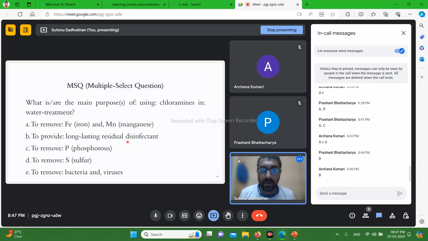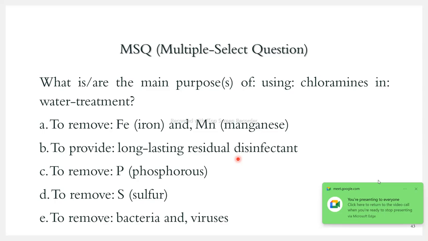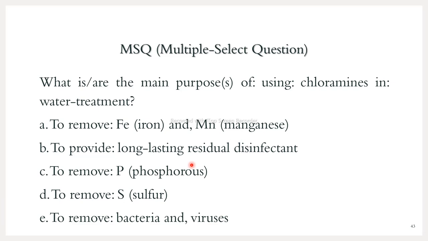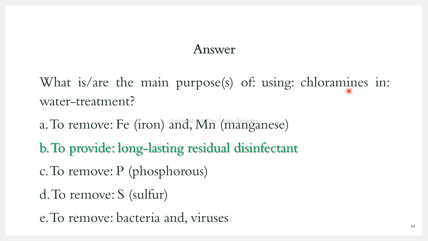Phosphorus can be chemically precipitated, but I think you are correct here. They are not precipitated by chloramines, but whether option E is correct here or not. Okay, you are not responding. That means you don't think option E is a correct answer, and I think you are correct. So only option B is the correct answer. Bacteria and viruses are removed not by chloramines, but by direct chlorination. The purpose of using chloramines is only to provide long-lasting residual disinfectant. Okay.